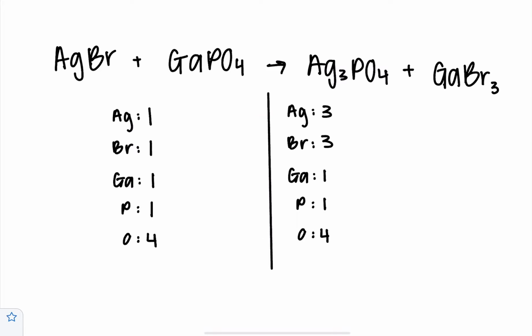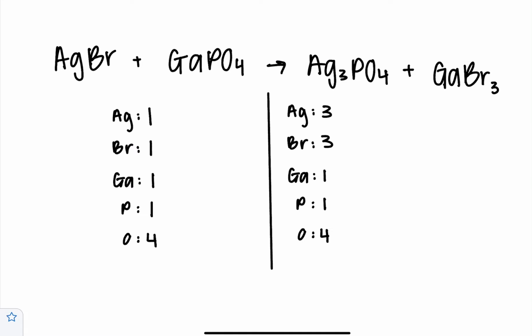As you can see, we have 1 Ag on the left, 3 Ags on the right, 1 Br on the left, 3 Brs on the right. We have an equivalent number of Gas on the left and right, an equivalent number of Ps, and an equivalent number of Os. So really our biggest concern right now is our Ags and our Brs. Let's first start with Ag. On the left, we only have 1, and on the right side, we have 3.